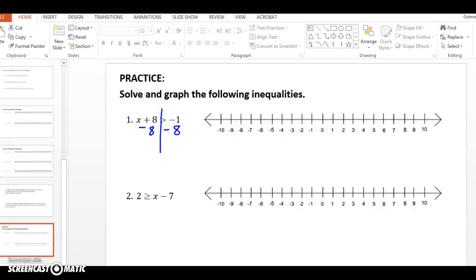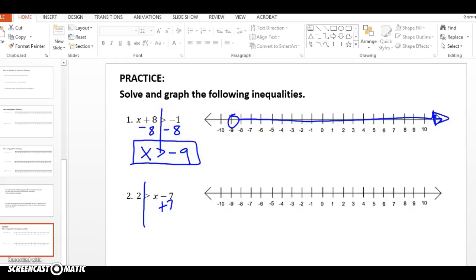Subtract 8 from both sides, so I would have x is greater than -9. So you have to have that part. And then we're going to come over and put an open circle on -9. And this says x is greater than -9, so you want everything shaded in this direction. Is that good? All right, and then the next one, we would add 7 to both sides.